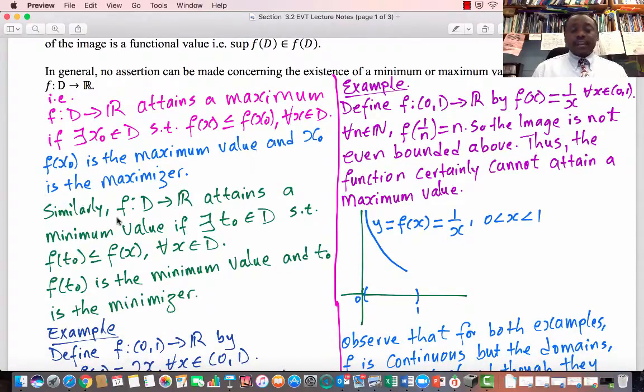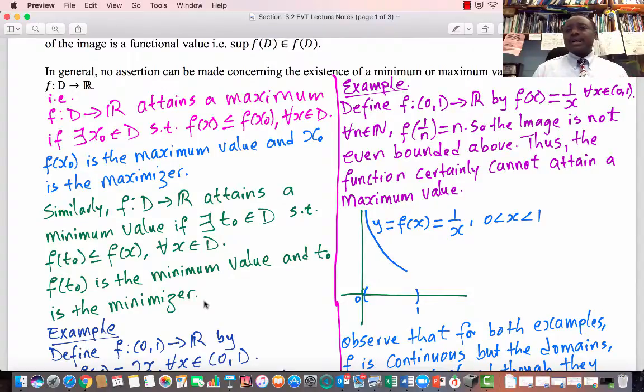Similarly, we say that the function f from the domain D to the set of real numbers R attains a minimum value if there exists a t0 in D such that f of t0 is less than or equal to f of x for every x in D. When that happens, we say f of t0 is a minimum value. Recall, f of t0 is also a function value, and therefore it equals the infimum of the image set. f of t0 is known as the minimum value, and t0 from D is known as the minimizer of our function f from the domain D to the set of real numbers.